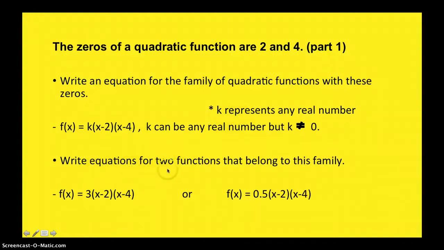Write equations for 2 functions that belong to this family. So you can put 3(x minus 2)(x minus 4), or 0.5(x minus 2)(x minus 4). So 3 basically makes it look longer, and 0.5 makes it look shorter.